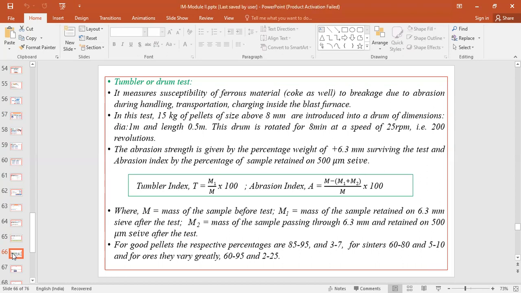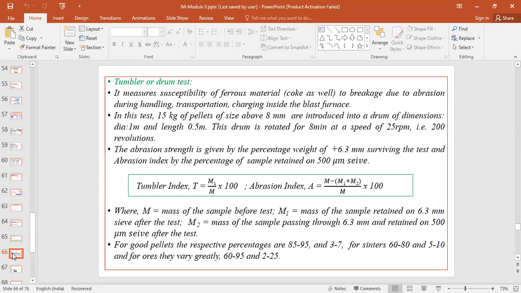This is very important, because if the raw material has low impact strength and low abrasion resistance, then generation of fines will be more. That leads to loss in the permeability of the bed inside the blast furnace. So this will hamper the working conditions of the blast furnace. The blast furnace may get hanged.